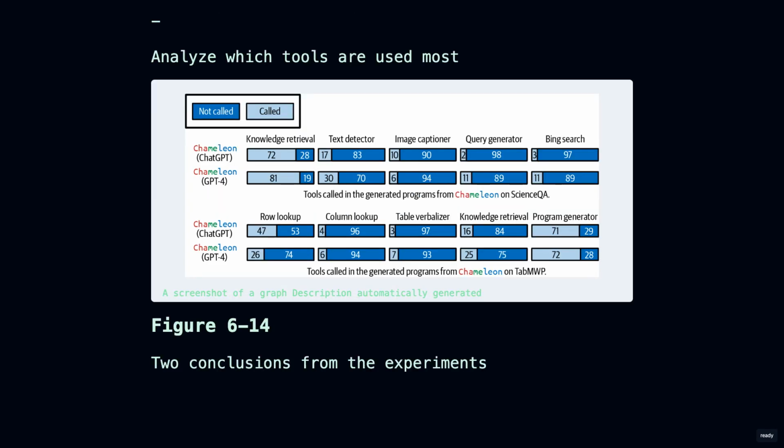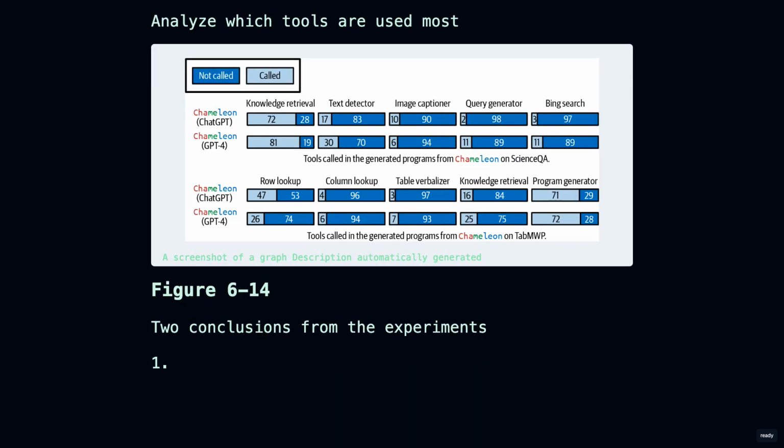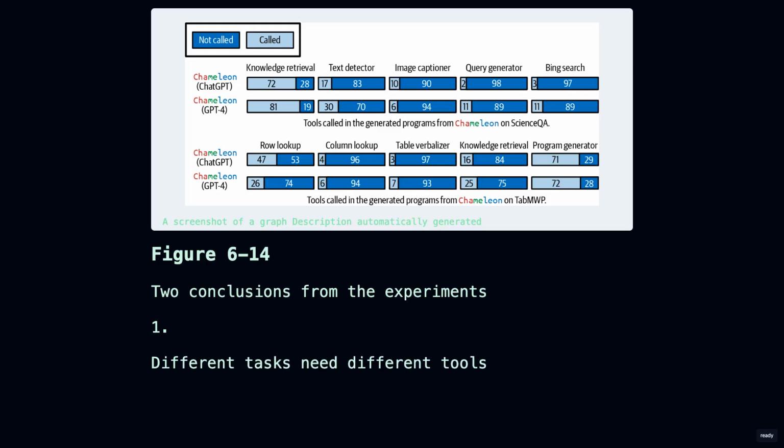The experiment supports two simple conclusions. Tasks differ in what they need, and models differ in how they choose tools. Both facts matter when you design an agent system. First, different tasks require different tools. Science QA leans heavily on retrieval, while TabMWP needs a different mix of capabilities. That means tool design should follow the task, not the other way around.